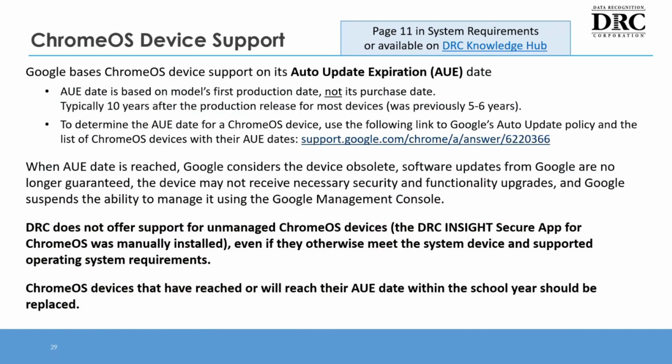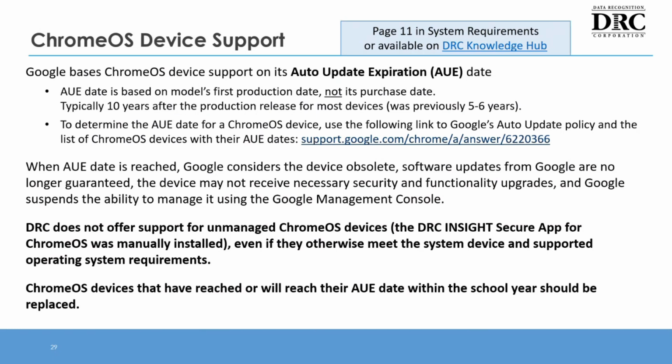The Chrome OS AUE date is based on the model's first production date, not its purchase date. That's typically 10 years after the production release for most of their devices. You can access the link on this slide to determine the AUE date for your device. When the AUE date is reached, Google considers the device obsolete. Software updates from Google are no longer guaranteed.